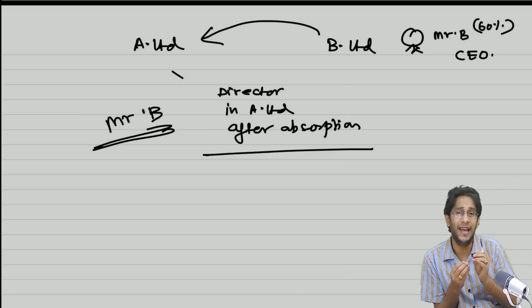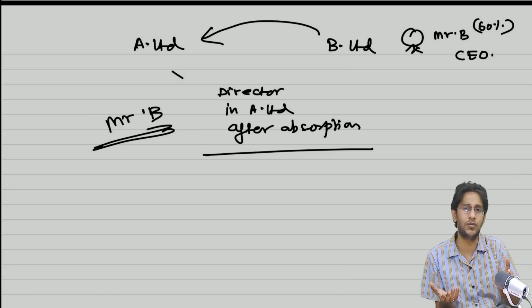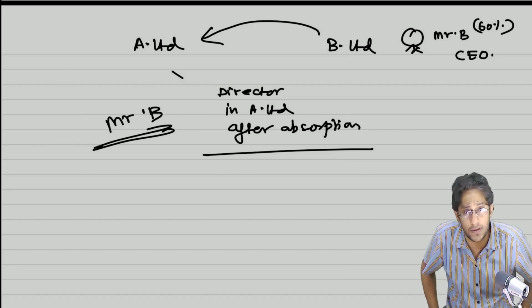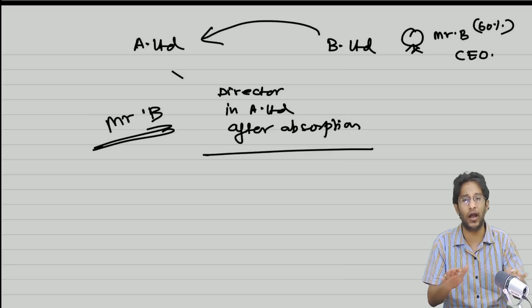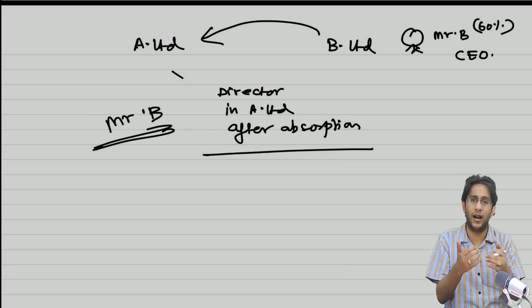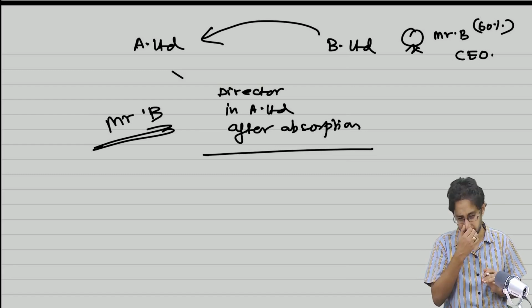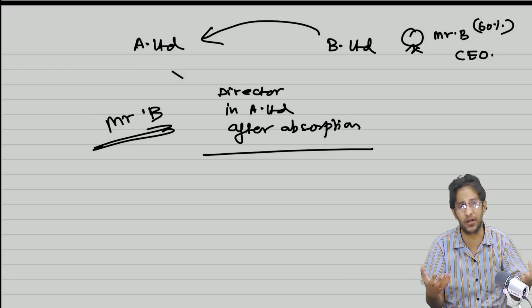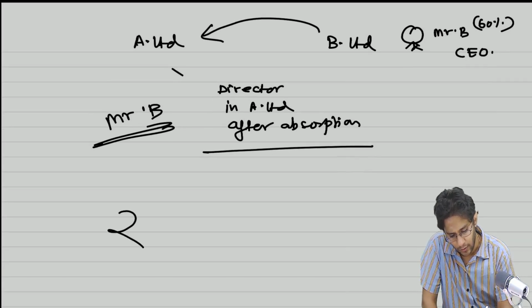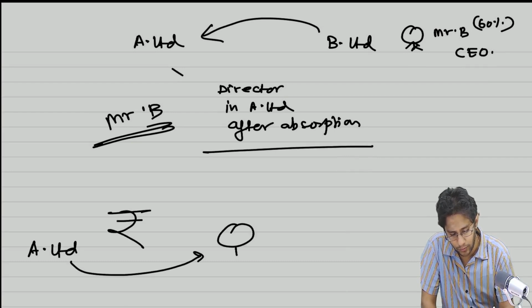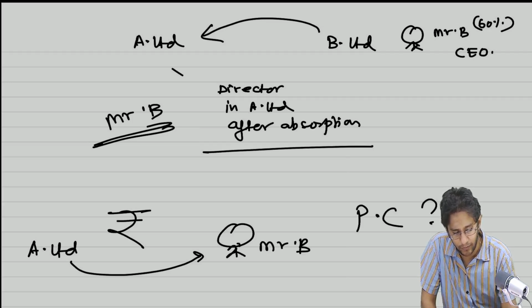Fine. Why does A Limited want him as a director? He knows the entire in and out of B Limited. He has been CEO of that entity. I am new to that business. I want him to smoothly handle B Limited's business under the name of A Limited hereafter. Meanwhile, we will also observe and we will learn. Now the question: whatever amount A Limited pays to Mr. B, is it part of PC or not?